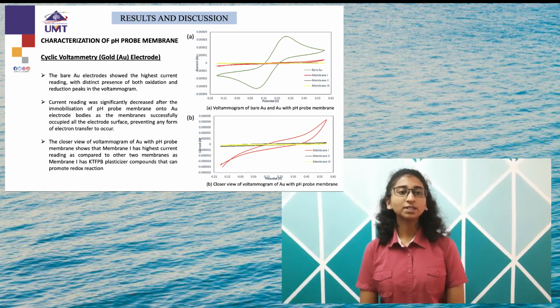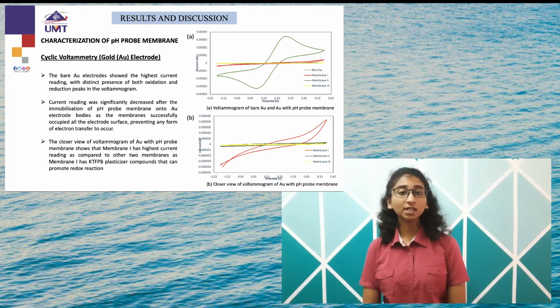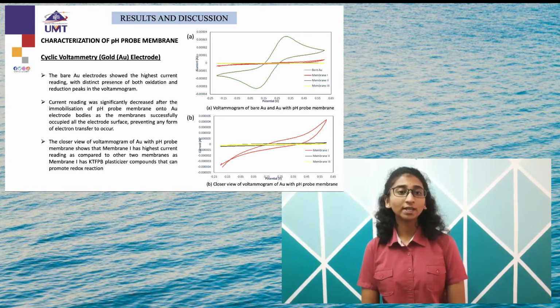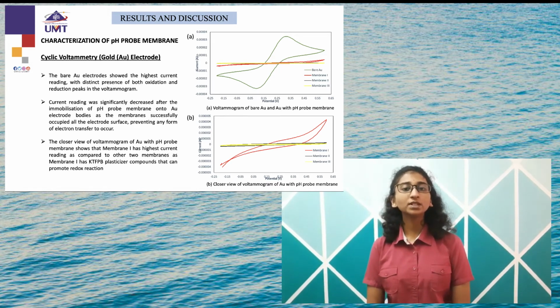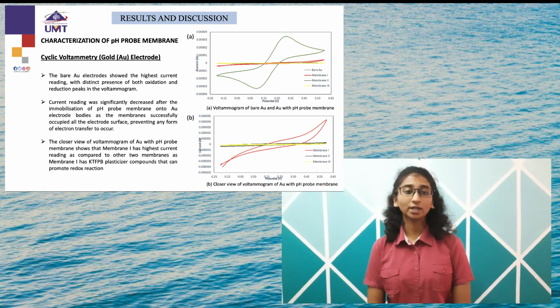Based on the voltammogram, it is observed that the bare electrode shows the highest current reading. Meanwhile, the current reading decreases once the electrode bodies are immobilized with the pH probe membrane, as the membrane tends to occupy the surface of the electrode, thus preventing any form of electron transfer from occurring.